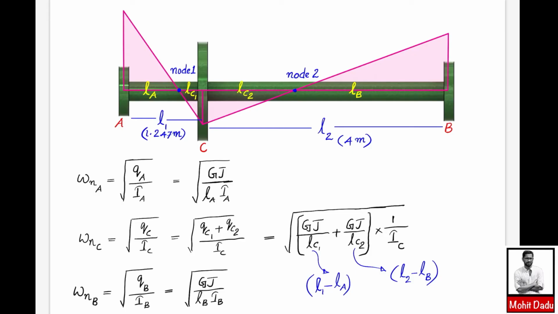Similarly, you can write the natural frequency of the other part. If you are considering the last part, that means the part which is coming to the right of node 2, then you will have this LB, and this moment of inertia is IB. You can write square root of QB divided by IB, which can be expanded to square root of GJ divided by LB into IB.